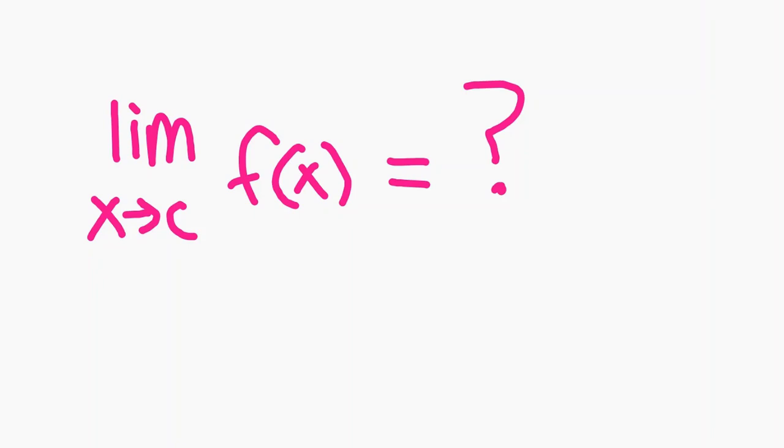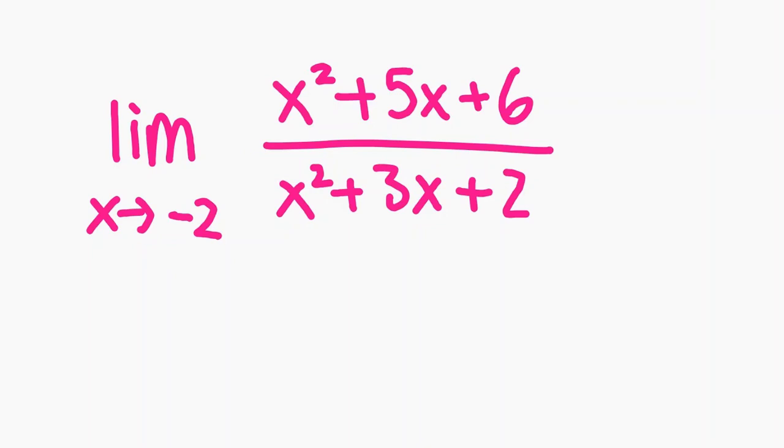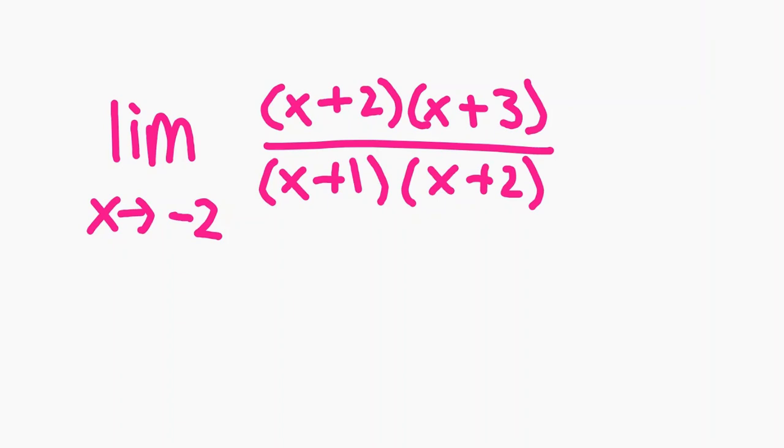Now, what if we want to find the limit of an expression as x approaches some finite value? There are a number of ways we can do this. The most analytical way is to factor the expression and then simplify. For example, if we wanted to find the limit of x squared plus 5x plus 6 all over x squared plus 3x plus 2 as x approaches negative 2, we would first factor. This gives us x plus 2 times x plus 3 all over x plus 1 times x plus 2.